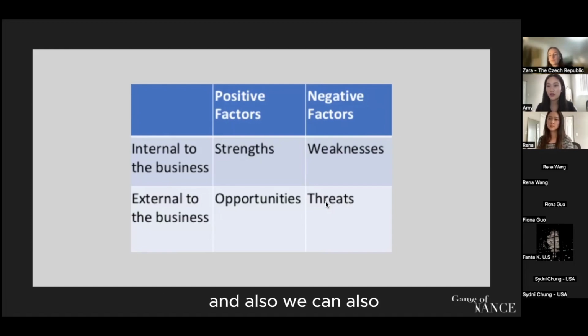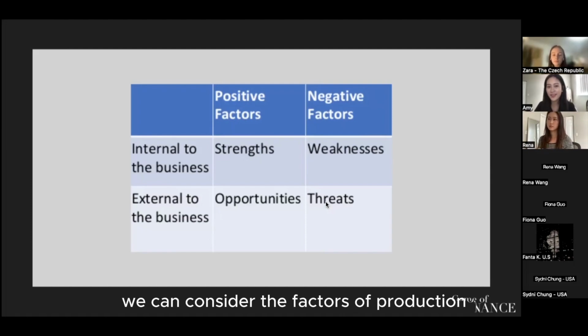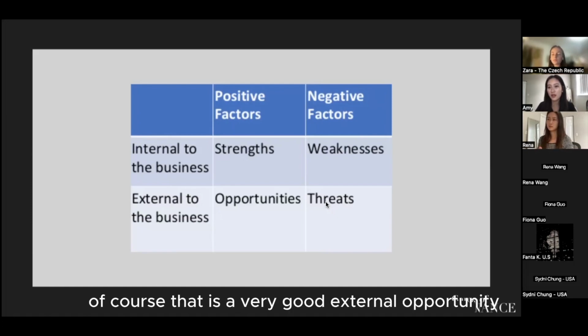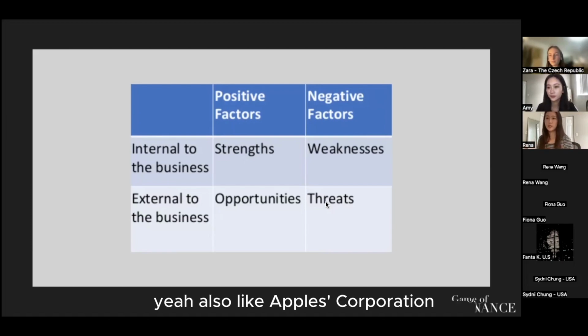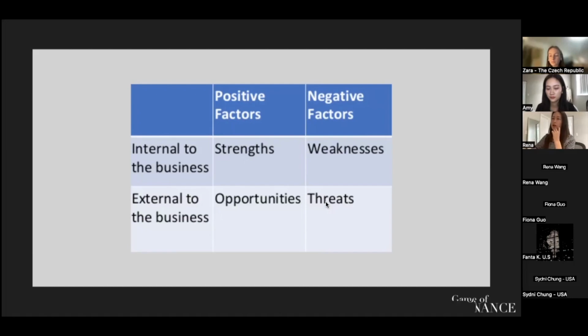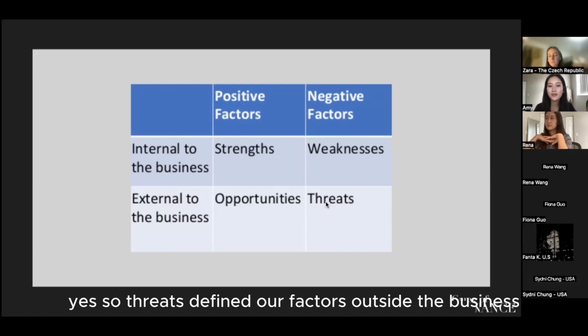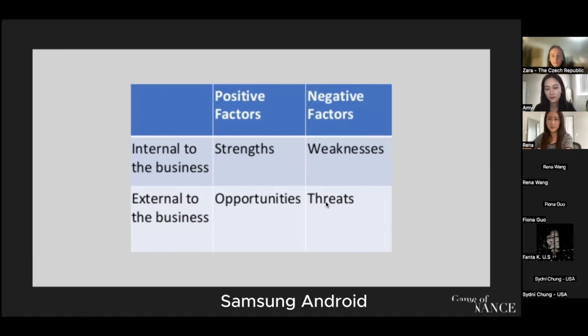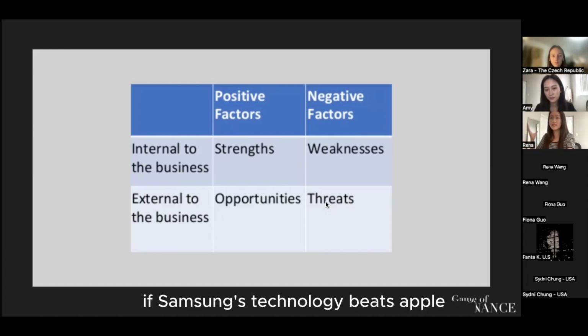And also we can consider the factors of production. Say if a new market opens that has cheaper production, like Zara mentioned, of course, that is a very good external opportunity. Also like Apple's cooperation with the microphone brand Beats, that's an external opportunity. Apple's cooperation with celebrities, right? I think that will all be categorized as opportunities. Now, what are threats? Threats are defined as factors outside the business that may harm them. Similar companies, Samsung, Android, those are threats. If Samsung's technology beats Apple, that is a threat to the company, right?